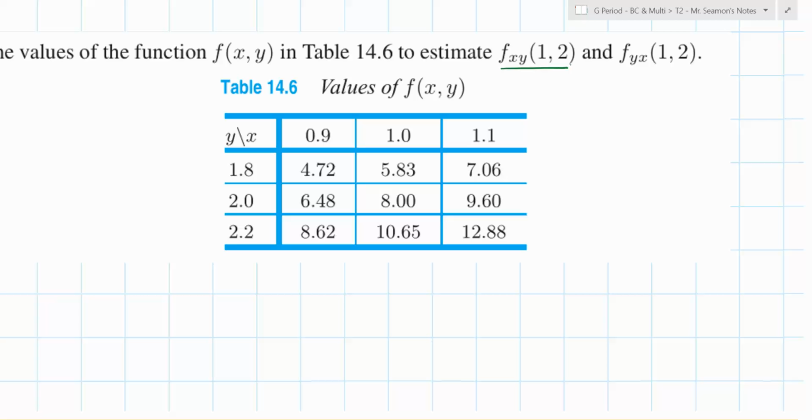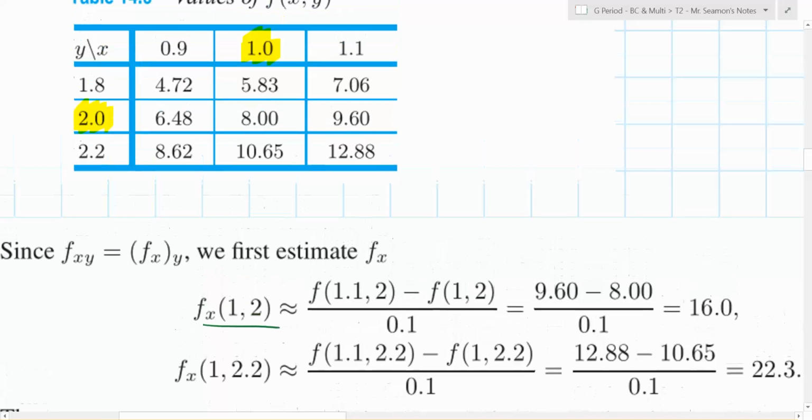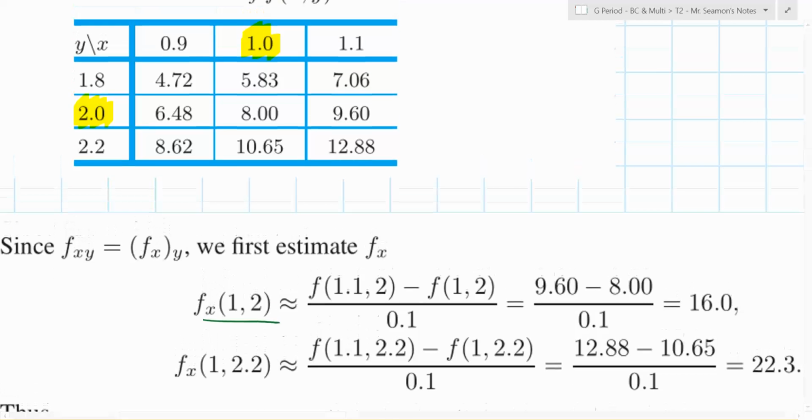Got it? Remember, there was this constant checking, and just for consistency's sake, I'm just saying that right now, okay? 1, 2. And how do you go about calculating fx at 1, 2? What do you fix? Y. The y value. You fix the y value.